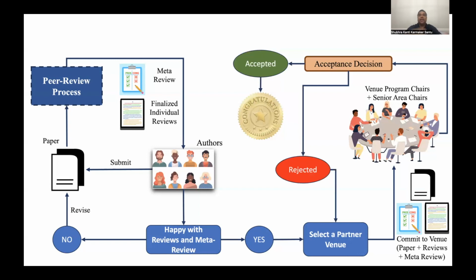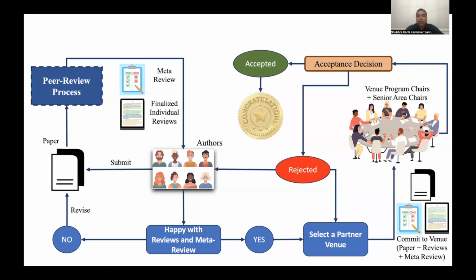The one choice is to select another partner venue and then commit the paper again to that venue. But the good thing now is they don't really have to go through the peer review process from scratch. The same reviews, the same meta review, along with the same paper is submitted just to a different venue program chairs and senior program chairs who can make an independent decision for that particular venue.